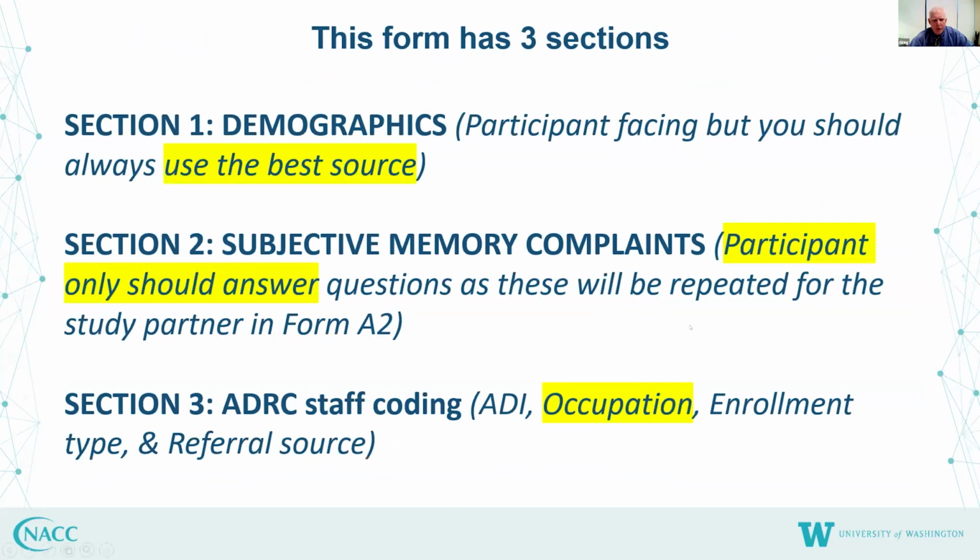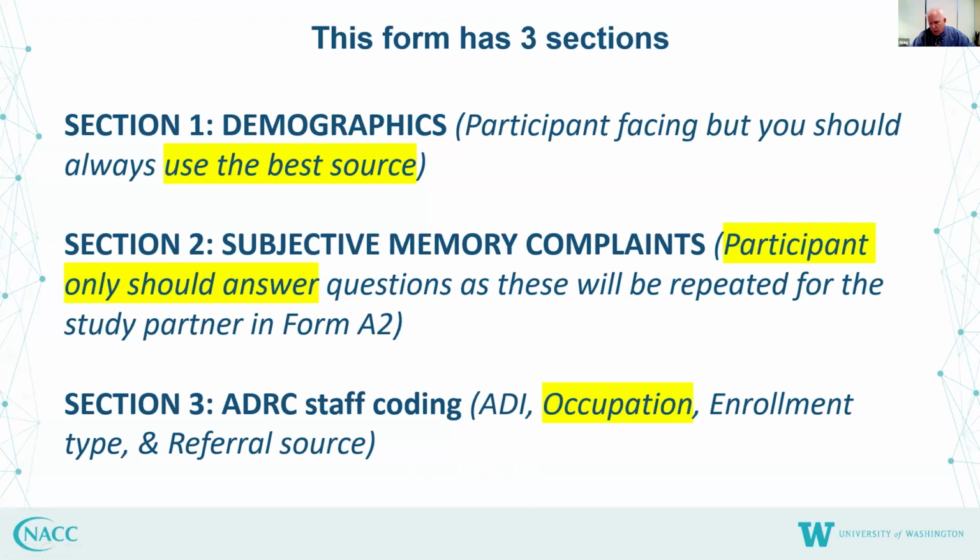So, very straightforward. The form really has three sections, one focused on demographics, and here we do want you to use the best source of information. Section 2 is 3 questions, the subjective memory complaint, and the participant only should answer. Those 3 questions are rephrased for the study partner in Form A2, and we'll take a look at that. On Form A1, the participant needs to report their awareness of a memory problem or not. Then Section 3 is really ADRC staff coding. We'll take a look at this.